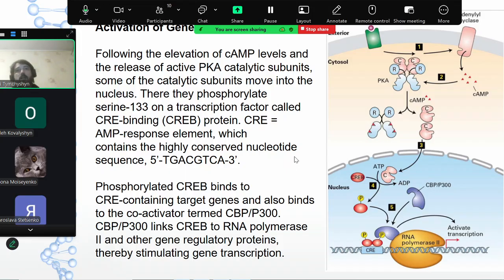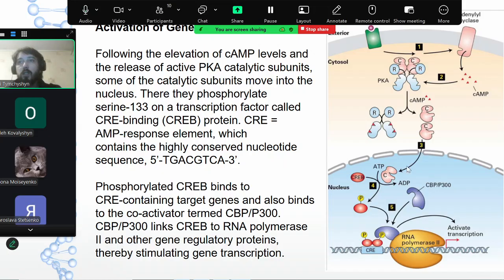For example, they can phosphorylate serine 133 on a transcription factor called CRE binding protein, or CREB. CRE is the cAMP response element, which contains a highly conserved nucleotide sequence that you see here on this slide. Phosphorylated CREB binds to CRE-containing target genes and also binds to the activator called CBP/P300. This CBP links CREB to RNA polymerase II and other gene regulatory proteins, thereby stimulating gene transcription.